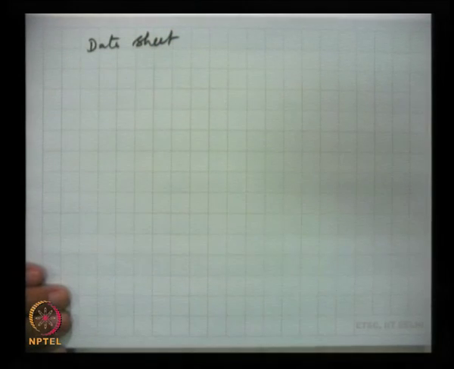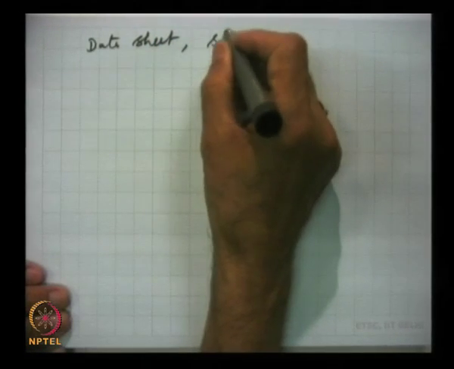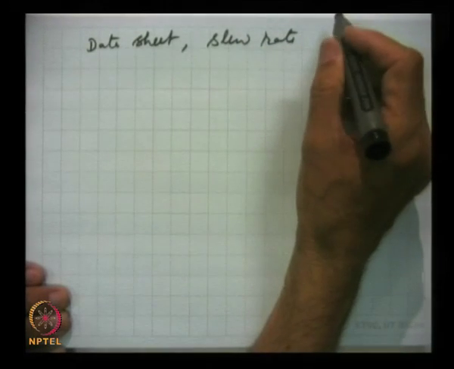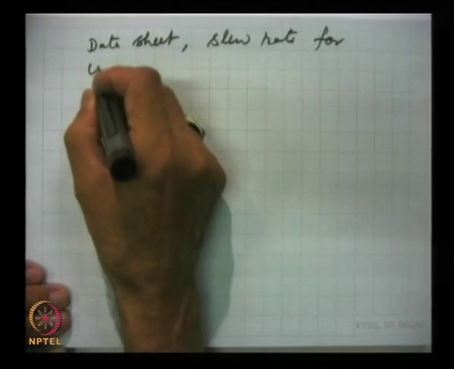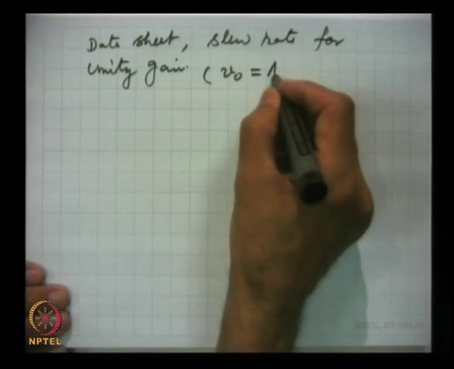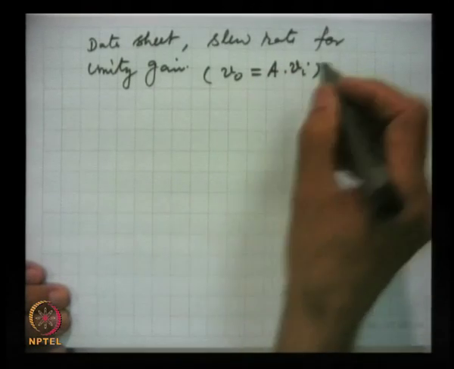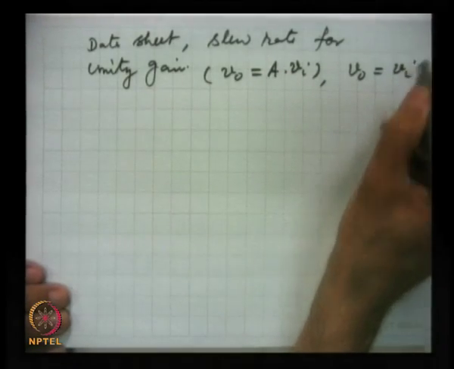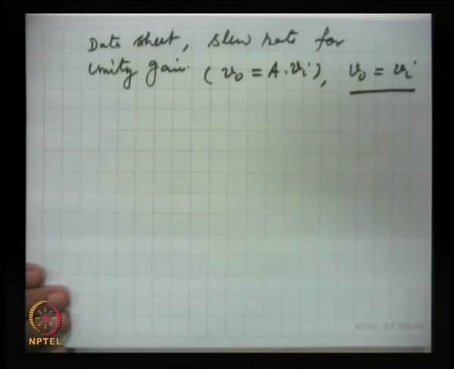And again, there are op amps with different slew rates. Some applications require very fast slew rates, and those op amps are manufactured differently. Now, manufacturers define in the data sheet of the op amp the slew rate for unity gain. By unity gain, V0 is gain into Vi, and if gain is unity, then V0 is Vi. For this, the data sheets give slew rate.